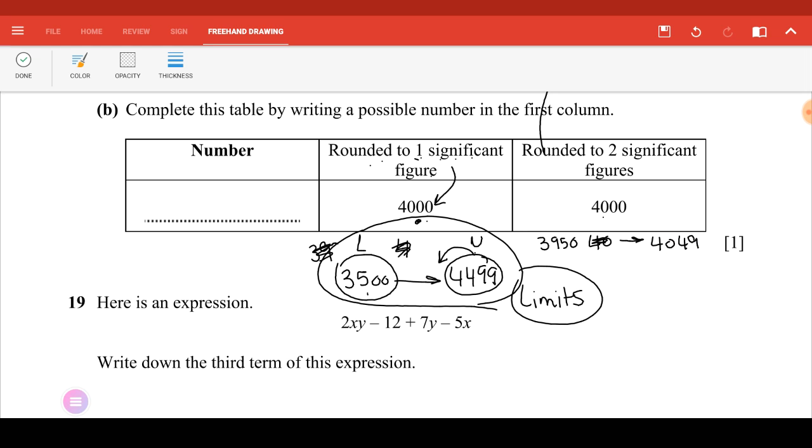So we can take any answer between the same interval. So you can write any answer between this interval, and you can say 40,000. Any number between this is the right answer. Okay.